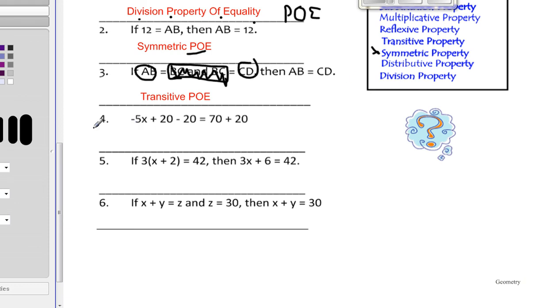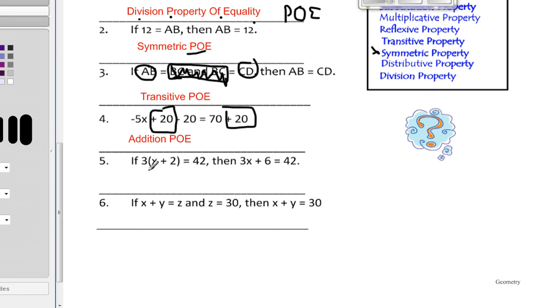Okay, number 4, look at this one carefully. It looks like there's a couple things going on, but what is happening to both sides of my equation? Okay, take a second, pause the video, look at your notes, and see if you can figure out which one this is. All right, and you should have had the addition property of equality because we are adding the same thing to both sides of our equation.